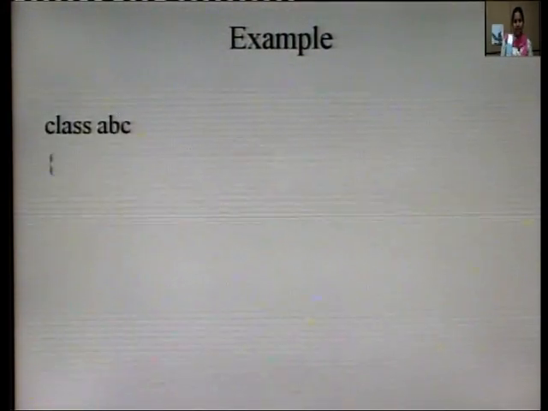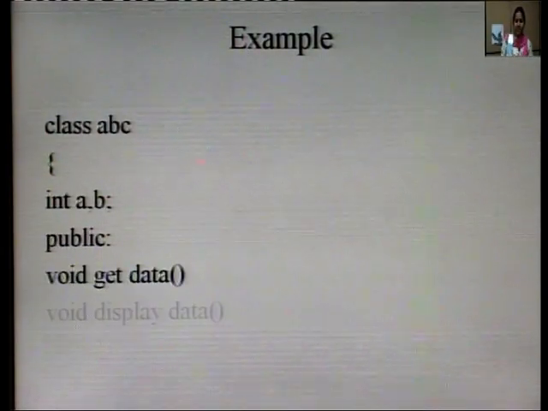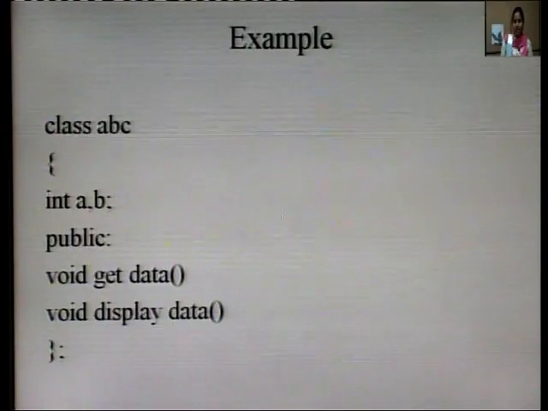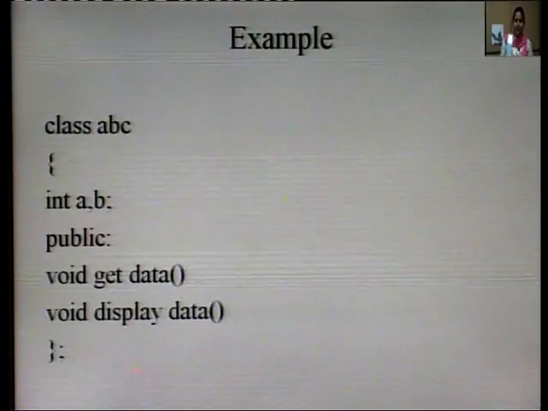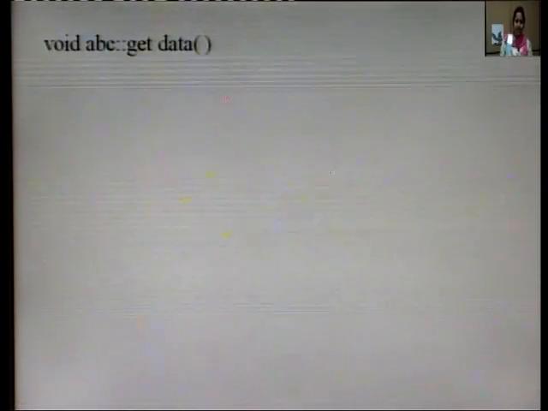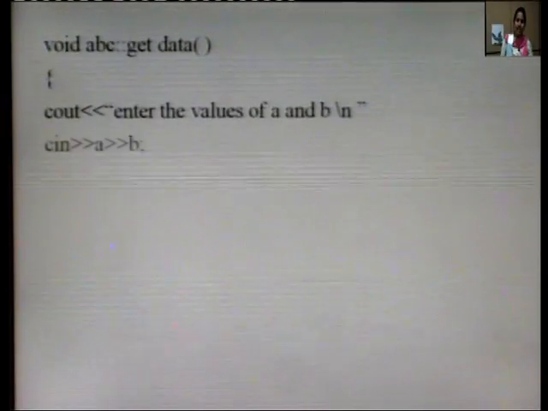For example, class ABC, int A, B, again the same example. Under public, we have two functions, void get data and void display data. The class definition ends here. Void is the return type of both functions, and the class name is ABC. So let us start. First we define the return type of the function, that is void, then the class name ABC, then the scope resolution operator, then get data is our function, and then we define it to enter the values of A and B.